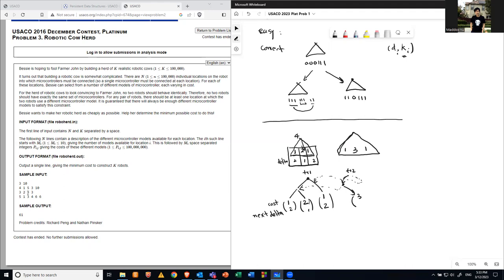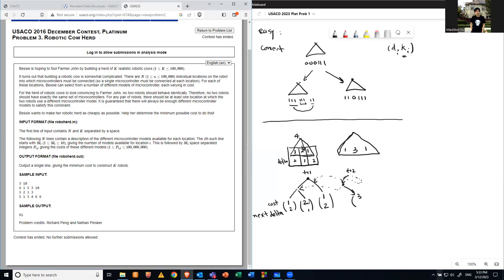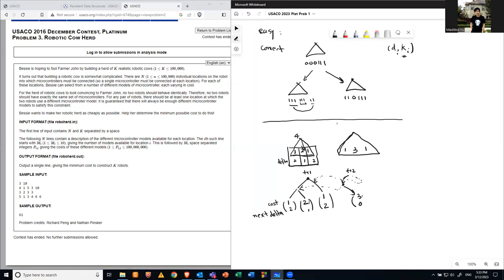Then the next one, right? If it costs 3, the next additional cost is 0, right? The additional delta is 0. So instead of rebuilding the whole segment tree, I only need to rebuild 1 branch, right? So that is only log n, right? Only a log n update. So that's the idea of a persistent segment tree, okay?